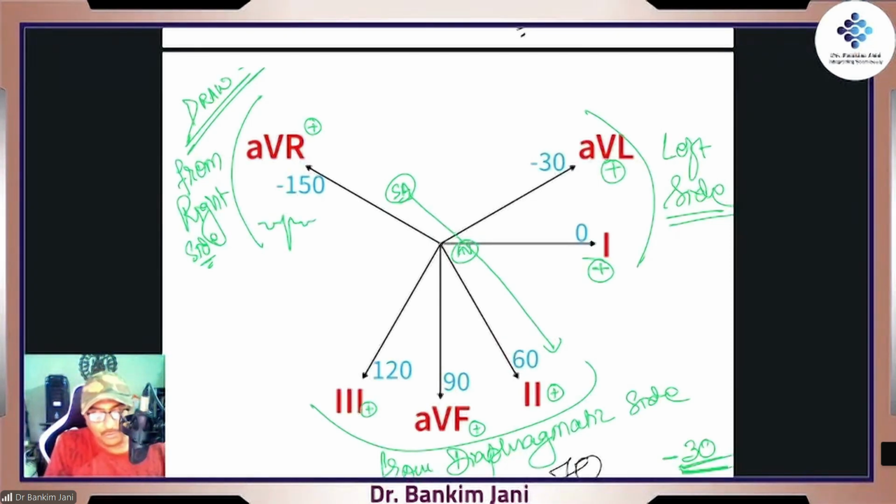But why? Because our electrode is positive. It is watching from there. Signals are going away, right? Technically speaking, AVR is what? Augmented vector lead on the right arm. So how are augmented vectors made? When AVR is sensing the signal over here, AVL and AVF are made neutral. Correct? So it will be positive. You got it?